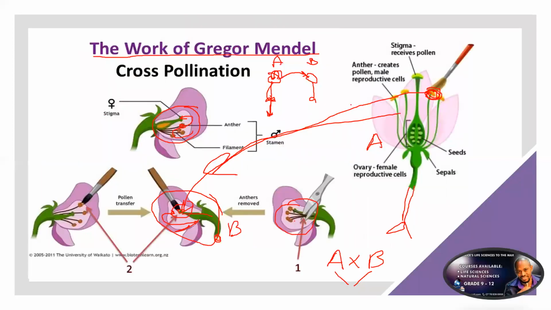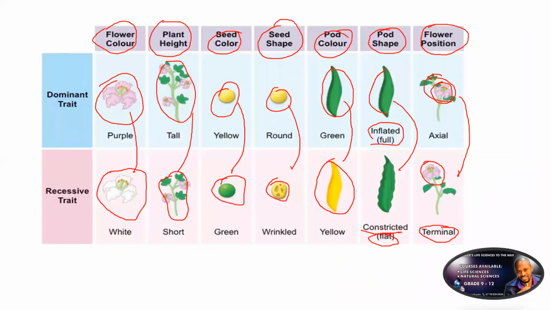Now, when Mendel did his crosses, say he took 2 parents, Mendel always started with what we call pure breeds. We also call them pure breeds. He always started with plants that were pure breeds. Or we also call them true breeds. True breeds.